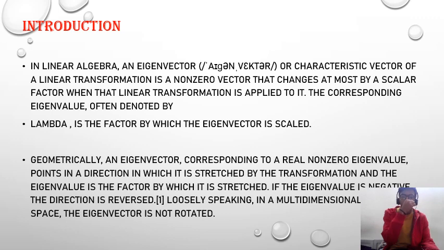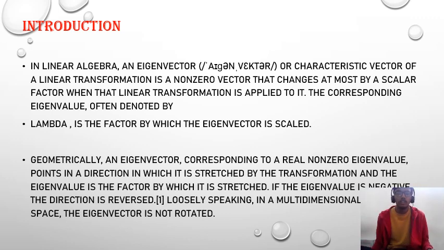In linear algebra, an eigenvector or a characteristic vector of a linear transformation is a non-zero vector that changes at most by a scalar factor when that linear transformation is applied to it. The corresponding eigenvalue, often denoted by lambda, is the factor by which the eigenvector is scaled.